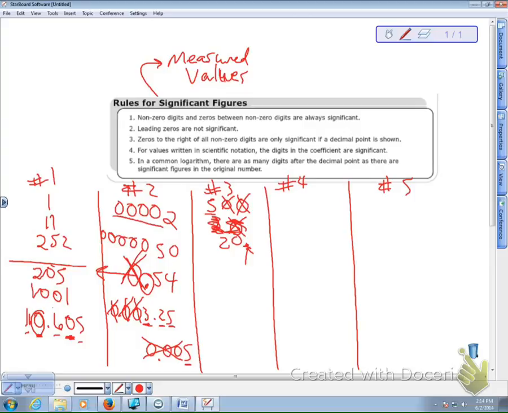Here's another example. If we have 20.0, again, the decimal is going to imply significance. So this 0 is significant, and so will this one be. All end zeros are going to be significant. All end zeros are significant when there's a decimal.